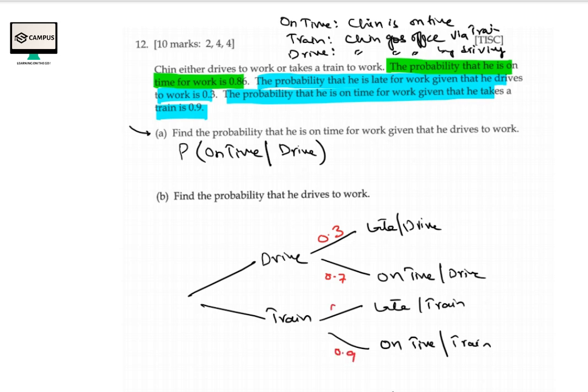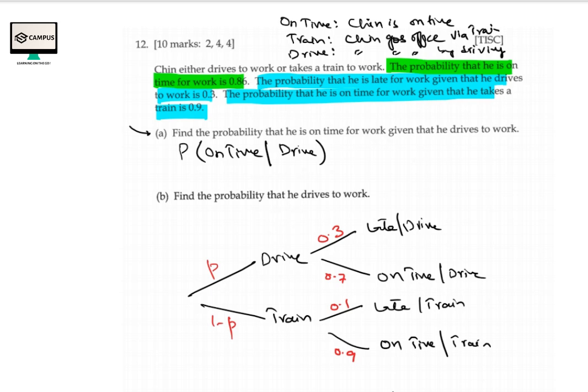And similarly, this would be 0.1. We don't know the probabilities of driving or taking a train, but it's given that he either drives to work or takes a train. So these are the only two options he has to go to work. That's it. So these are complementary events. For example, if this probability is p, then this would be 1 minus p. This is helpful because there is only one variable that we need to find out, because of the information that these two are complementary events, right?